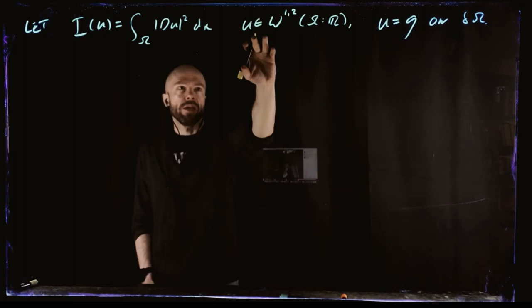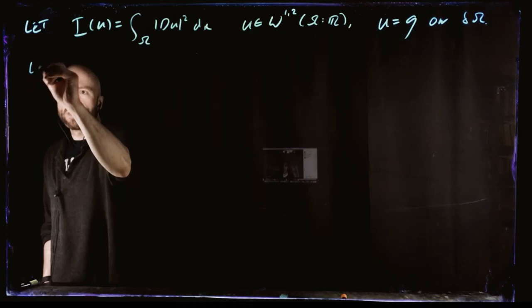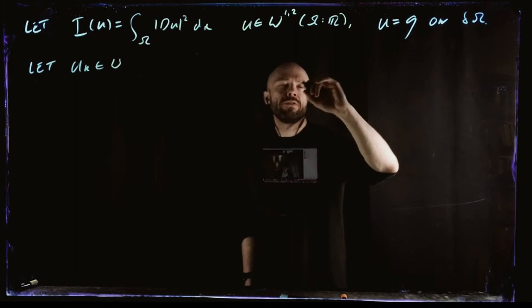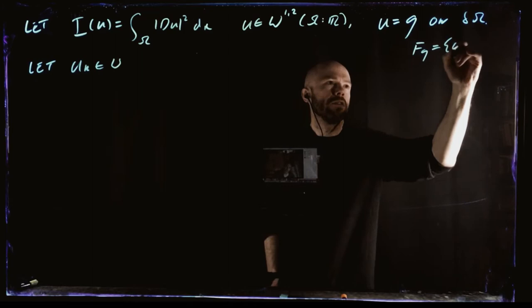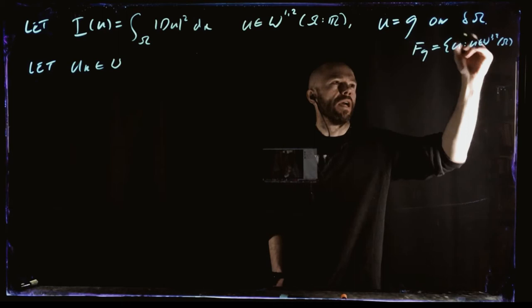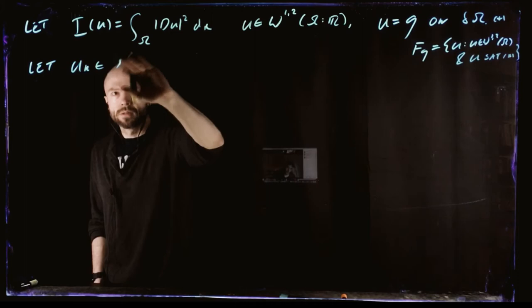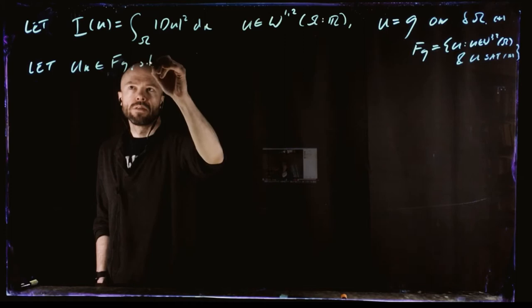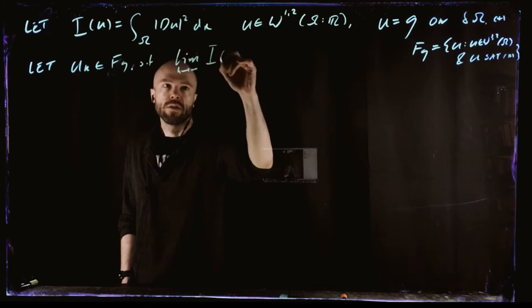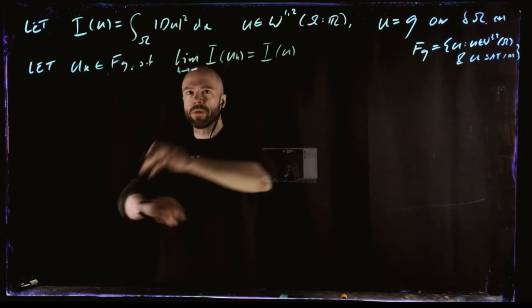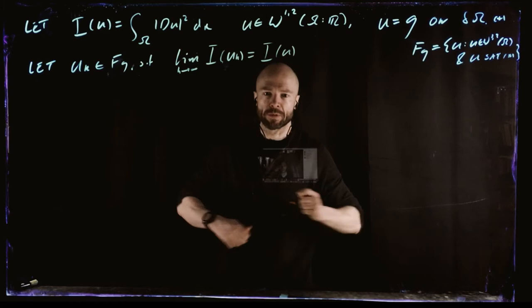So let's call this F_g: F_g equals the set of u such that u belongs to W^{1,2}(omega) and u satisfies star. Okay, so let u_k belong to F_g such that the limit as k goes to infinity of I of u_k is equal to I of u. For sure, we can do this because we're minimizing and we just take the sequence, so this is true. Everybody happy with that? Yeah?